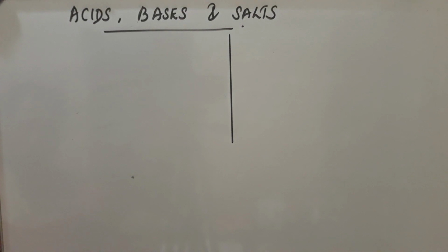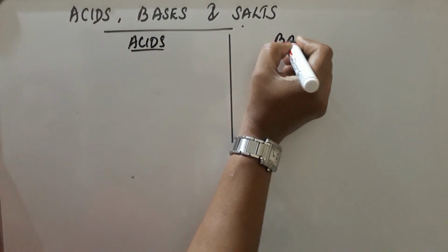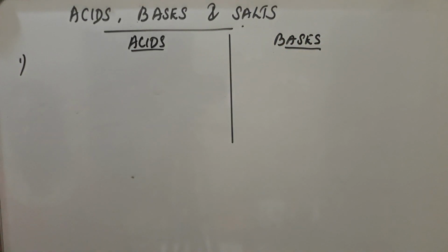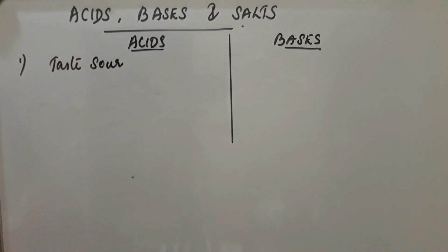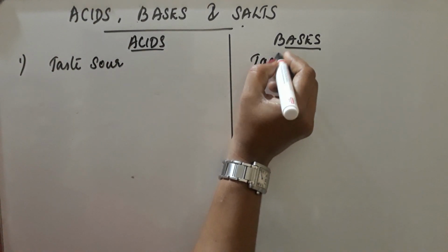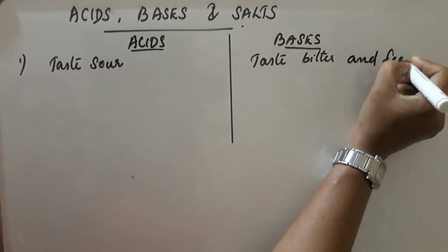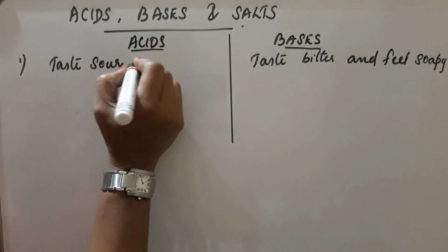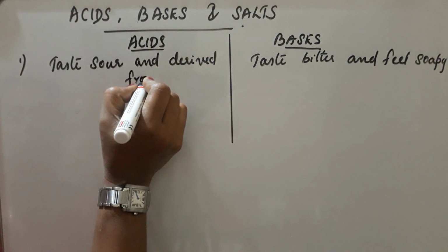Acids, bases and salts. First, we can distinguish acids and bases. First point, acids taste sour, whereas bases are bitter in taste, and they feel soapy. Acids taste sour and the word is derived from acidus.